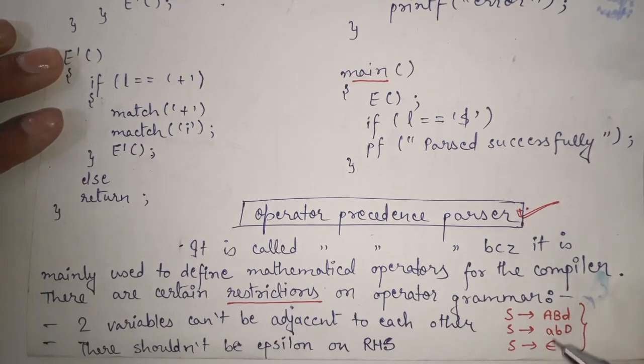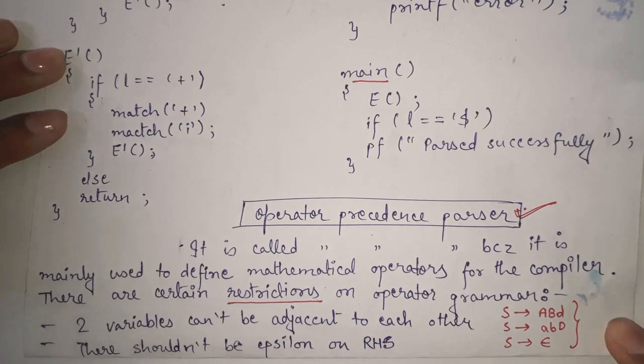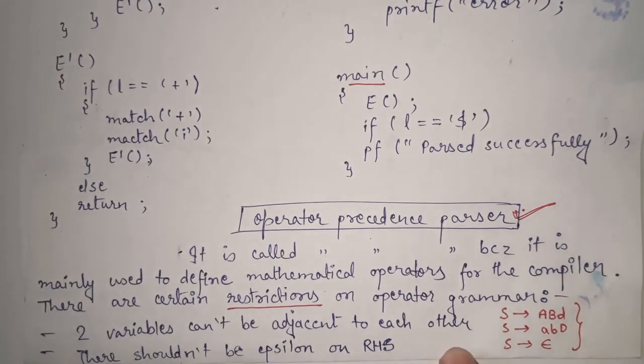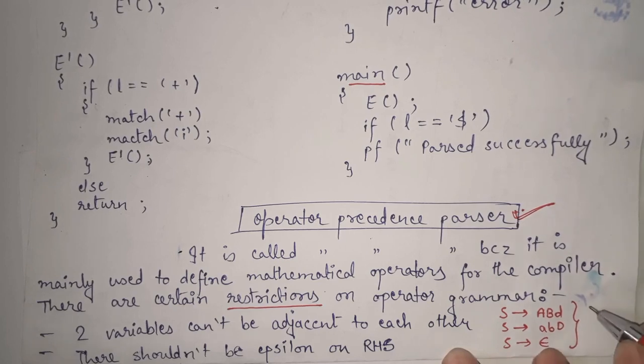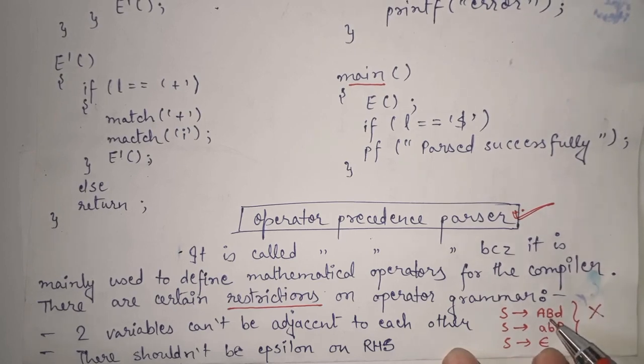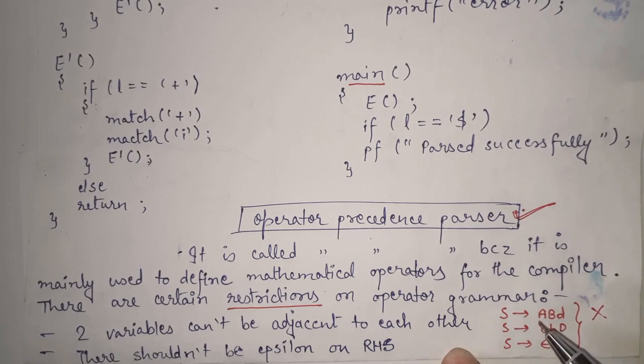So for example, these are 3 grammars, consider them 3 productions. If these 3 productions are given and asked whether they are operator precedence or not, what can we say? In the first case, S gives capital A, capital B, D. Is it operator precedence grammar? No. Why? Because A and B both are capital, meaning both are variables, and 2 variables are adjacent to each other here. But in the restriction we have that 2 variables cannot be adjacent to each other. So in this case my first condition is false, so I can say that this is not operator precedence. This cannot be the production of an operator precedence parser.